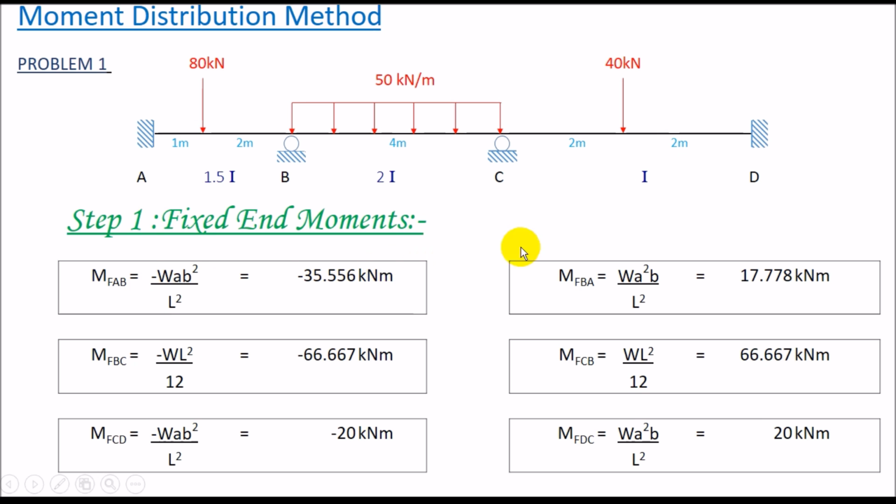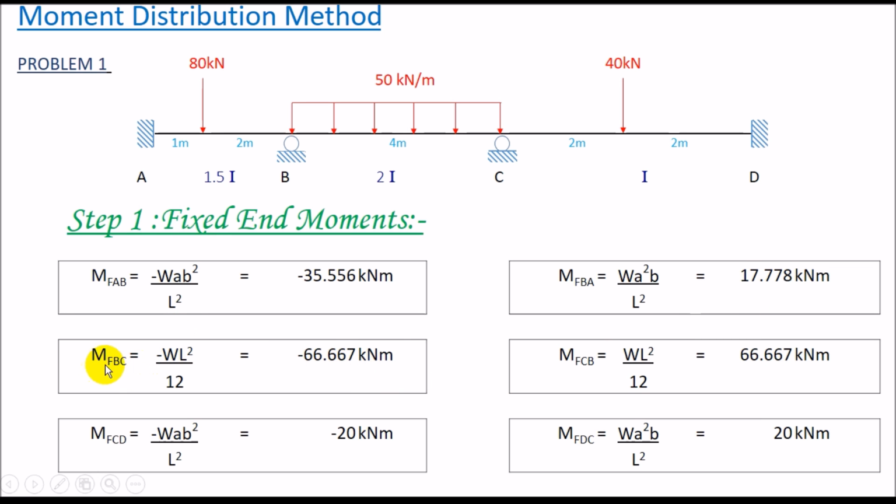We'll see now MFBA, that is the fixed end moment at B of member BA, and it is given as W A square B by L square, positive, where W is 80, A is again 1, B is 2, and L is the length of the segment AB, and it comes out to be 17.778 kilonewton meter.